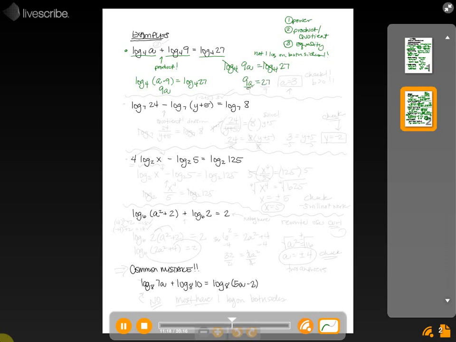Now it's an algebra problem. Divide both sides by 9. a equals 27 divided by 9, which is 3. There would be our answer.